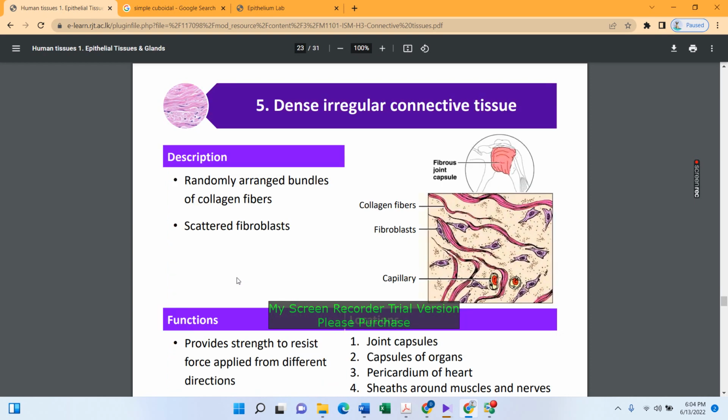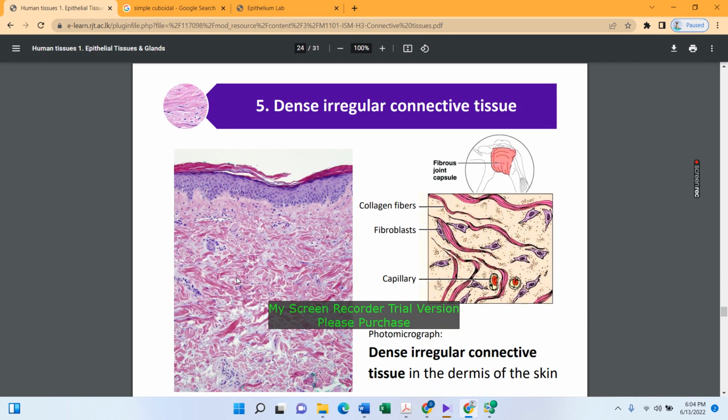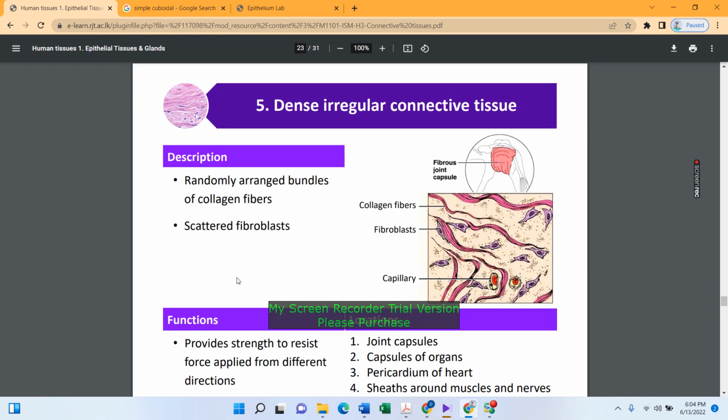And then the dense irregular connective tissue. It's randomly arranged bundles of collagen fibers and scattered fibroblasts. Unlike the regular type, dense irregular connective tissue has bundles of collagen fibers, but they are randomly arranged, and also the fibroblasts are scattered. So you can see the collagen fibers are arranged randomly, and then fibroblasts are scattered, and capillaries are found here.